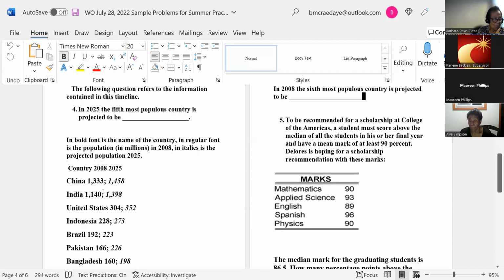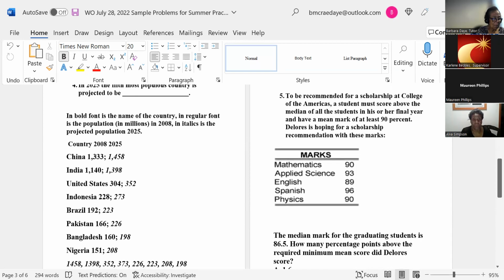1, 2, 3. So you're looking at these figures, the first figures. Right. So China, 1,333. Then the next biggest. Put them in order, Alva. These numbers right here. Oh, that's okay. Put these numbers right here. The first number. Put those in order. The first one is Brazil? No.